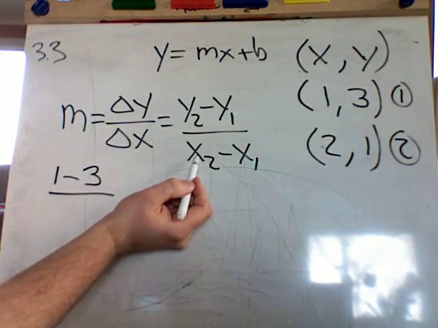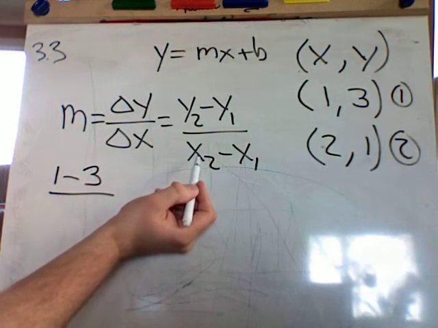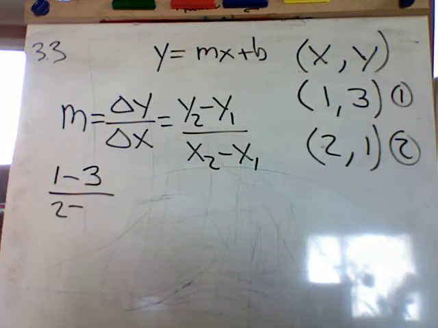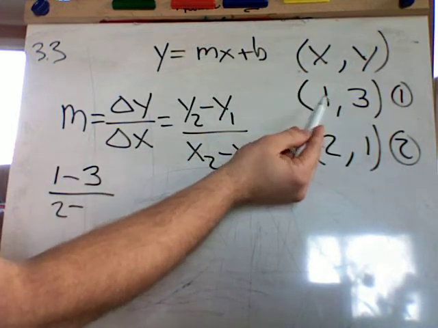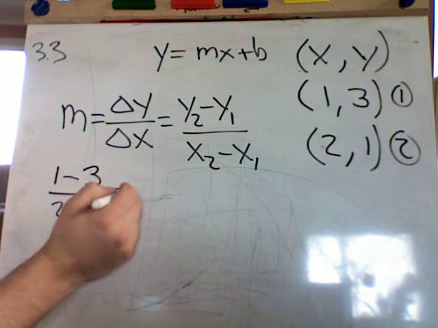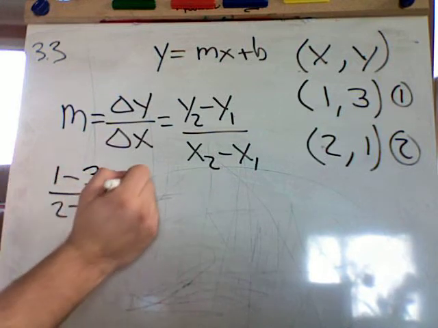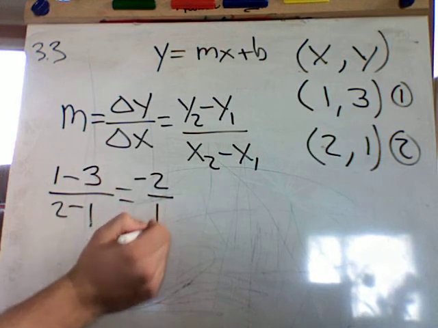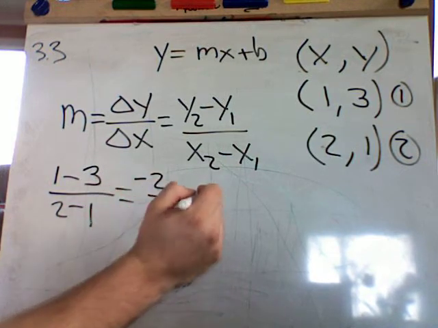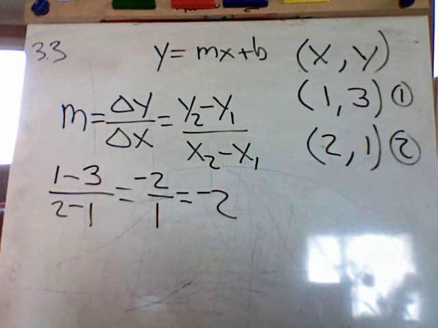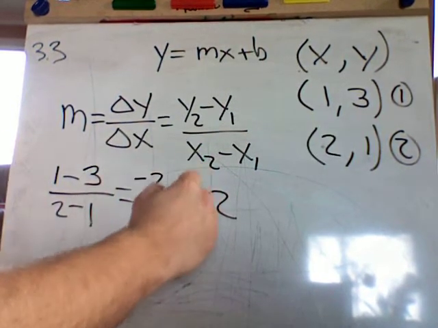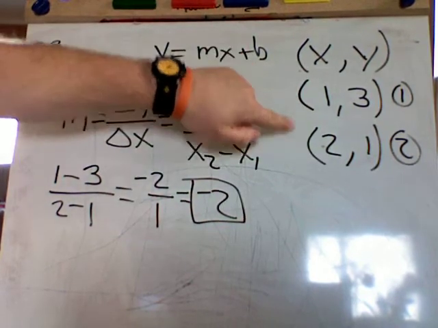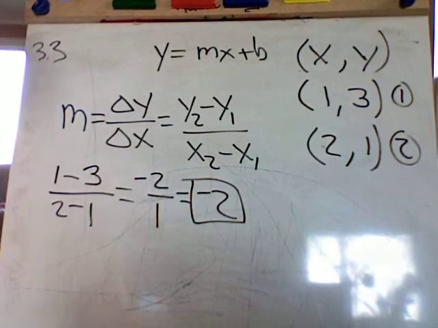Now I go to my x value of my second point, which is a 2, and my x value of the first point, which is a 1. So this is 1 minus 3, which is negative 2, over 2 minus 1, which is 1. Negative 2 over 1 would be a negative 2. So the slope of the line that contains these 2 points is a negative 2.